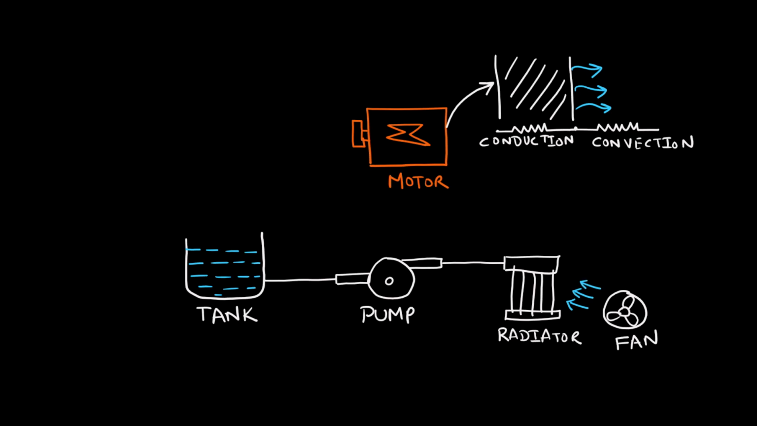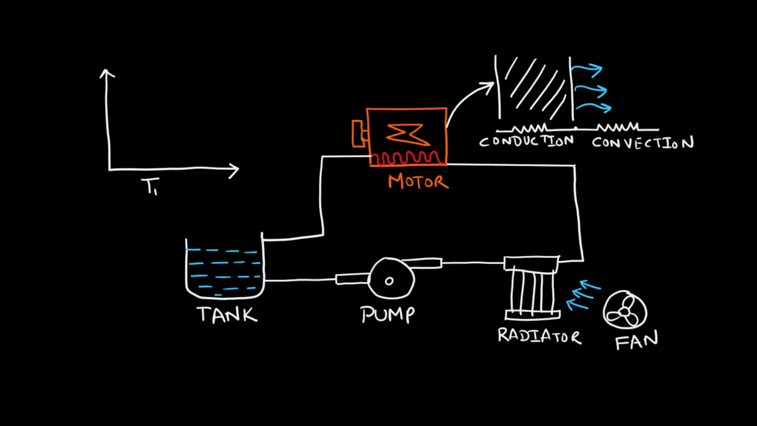Once the coolant has been cooled down in the radiator, it is directed to the electric motor. Now, as it flows through the motor, the coolant absorbs the heat generated by its operation. And finally, the hot coolant is returned to the tank. This ensures that the motor remains within the desired temperature range, preventing overheating and maintaining optimal performance.